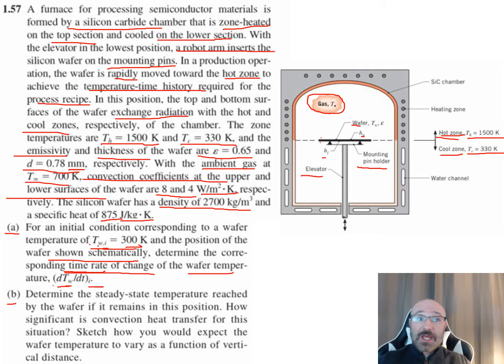Now in part B, what they want us to find is the steady state temperature reached by the wafer if it remains in this position. They also ask how significant the convection heat transfer is for this situation, and to do a sketch. We won't be doing the sketch for this solution. We'll just be doing the first part A and then finding in part B the steady state temperature.